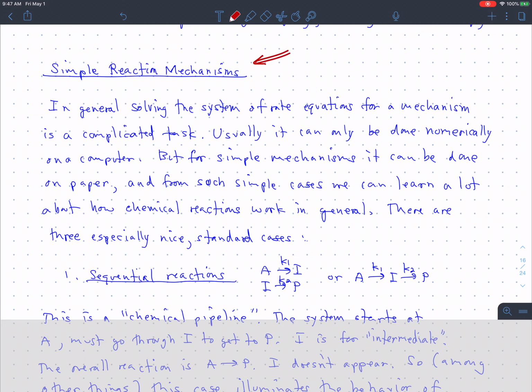And with that, we are ready to start talking about what are called simple reaction mechanisms. We've kind of been talking about simple reaction mechanisms already, but these are a little less simple and a little bit more illustrative because of that. But we'll save that for next time.